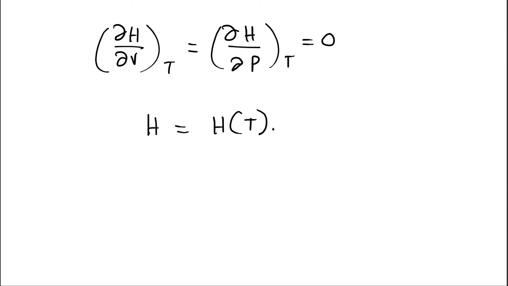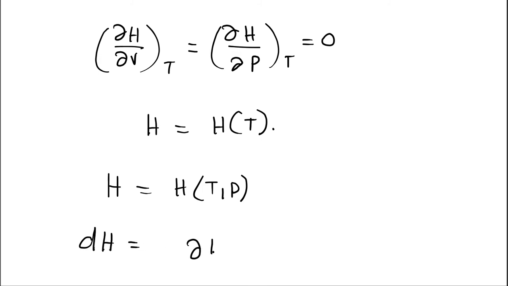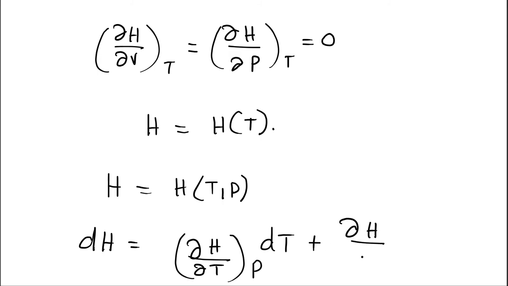And how do we prove this? Let's prove it now. Let's assume that enthalpy is a function of temperature and pressure. Now let's write its differential: dH equal to dou H over dou T at constant pressure times dT plus dou H over dou P at constant temperature times dP.